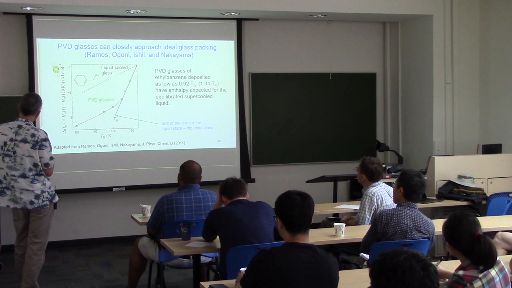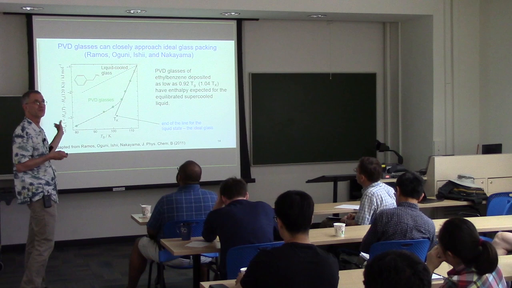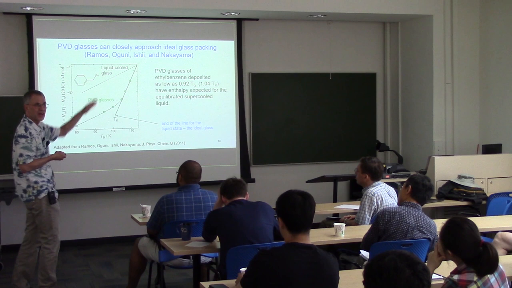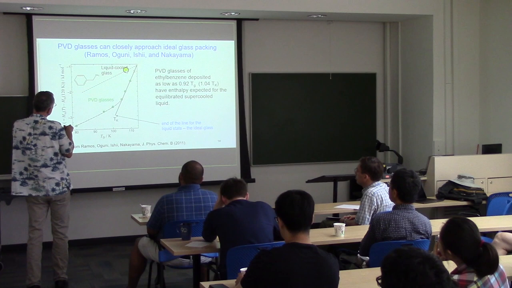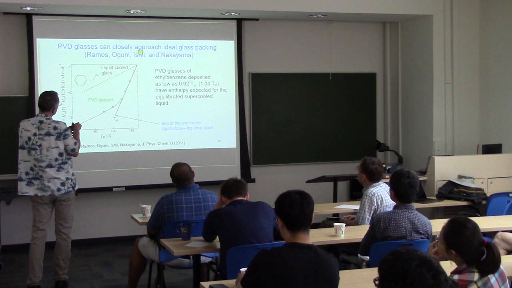This is enthalpy versus temperature. I've shown you several plots of molar volume versus temperature. If you plot enthalpy versus temperature, they look basically the same. You go down a line and there's a kink at the glass transition. And this kink right here is the kink associated with the glass transition, and the supercooled liquid is going up like this.